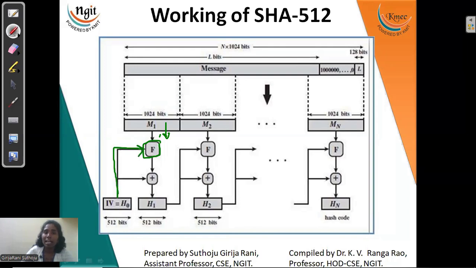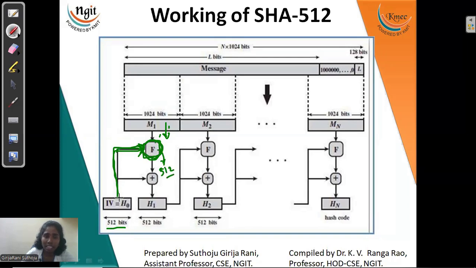Means I am giving it with H0. So what is H0 here? 512 bits of data, right? So this 512 bits of data, I mean the 1024 bits you give to the hash function, this hash function will be giving us 512 bits.